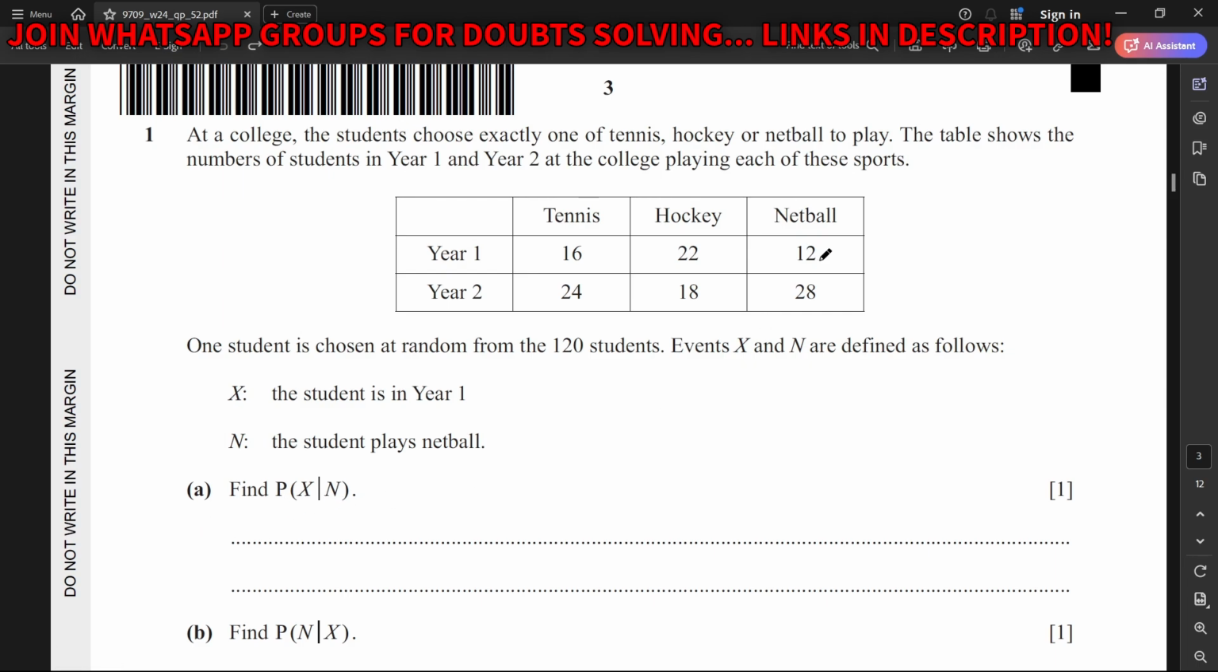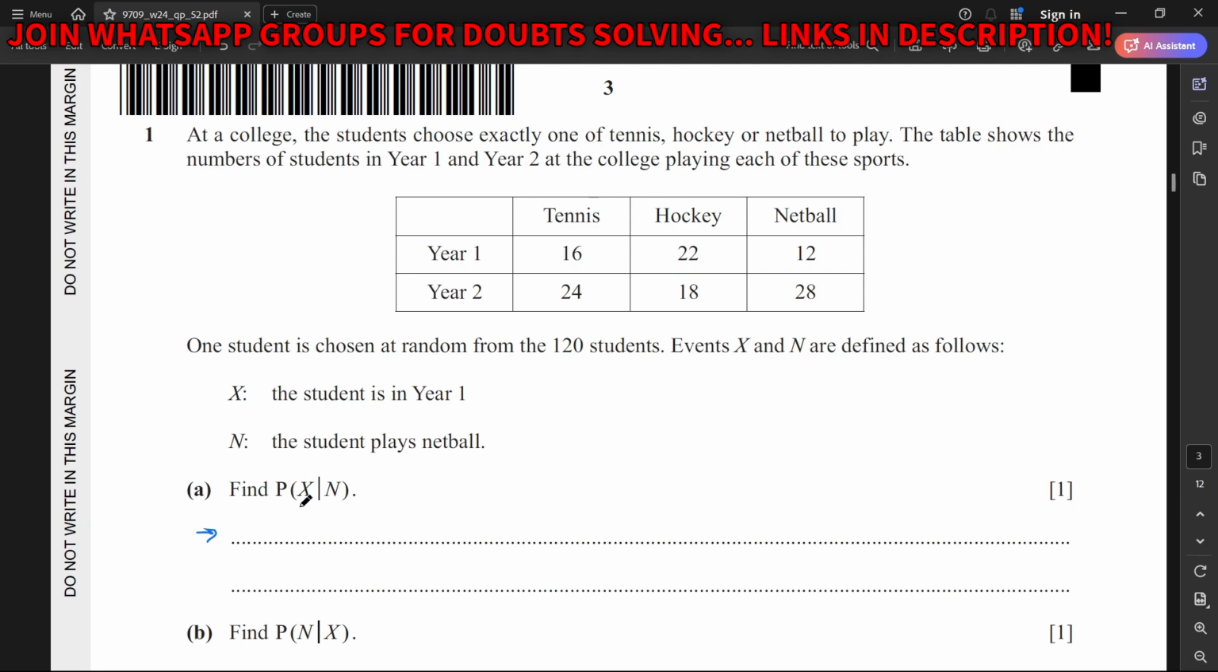You can directly do this from the table itself. So it's going to become that the student is from year 1 and plays netball, from the total people playing netball, which is 40, 12 plus 28 is 40. So 12 by 40 will be straight away the answer. But let's say if you are not someone who is good with reading the tables and getting the answers for the conditional probability, you can also go ahead and use the conditional probability formula itself.